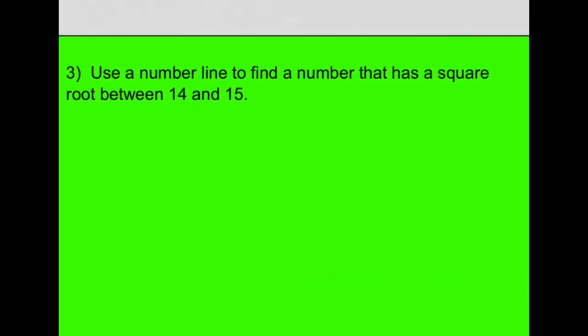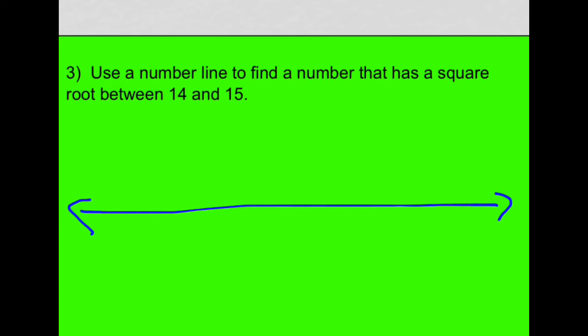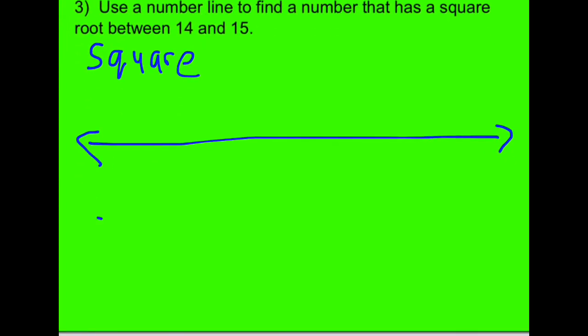Let's look at one last question. Use a number line to find a number that has a square root between 14 and 15. Well, once again, we're using a number line to find a number that has a square root between 14 and 15. And again, we're given the square root, not the square. So that's really important to remember. So start off with your number line. I know it seems repetitive, but the number line helps you organize your thinking. Put square on top and put the square root on the bottom.